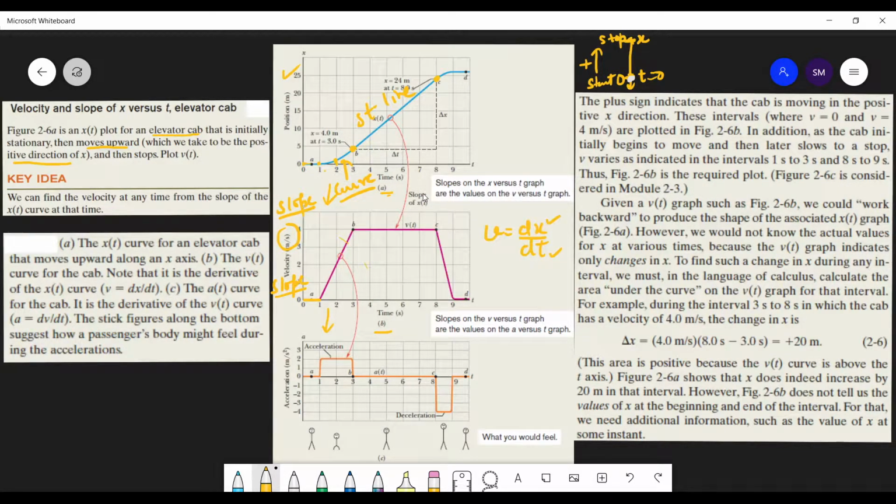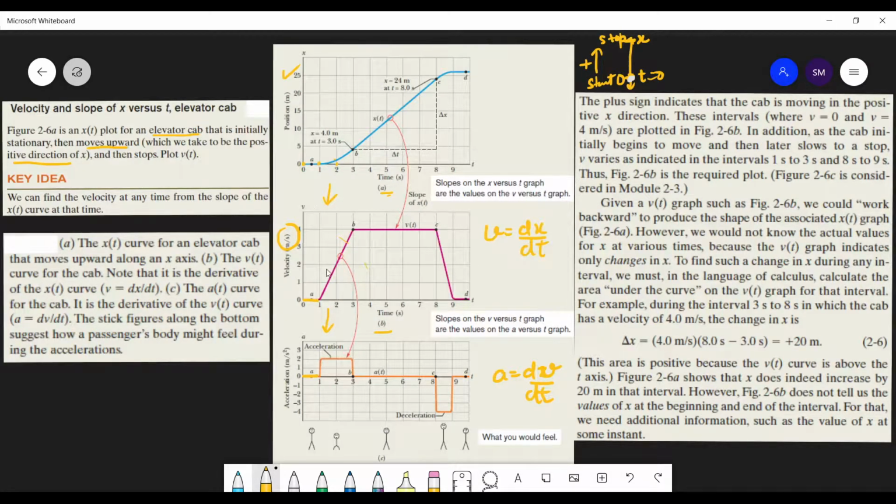So just instantaneous velocity, instantaneous slope of the tangent. So now you have understood how we have drawn the velocity time graph from the position time graph. Now the same we are going to do here because acceleration is dv by dt. So small change in velocity divided by small change in time. So what is the slope here? 0. So acceleration is 0.